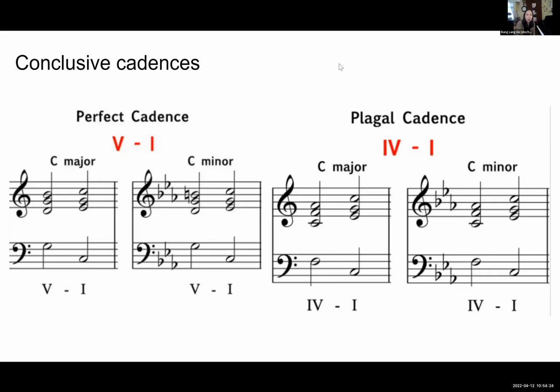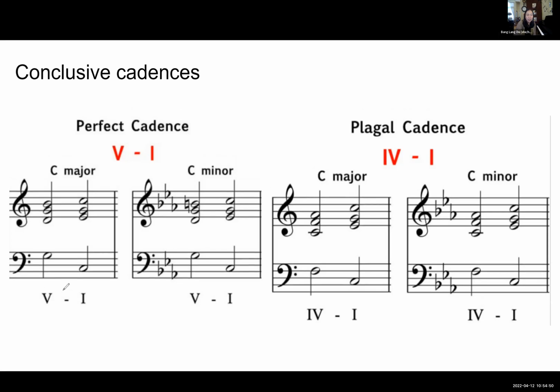So when you end conclusively, you say, that's the end of the chapter, or that's the end of the book, basically. Okay, like a real ending. You have 2 kinds: 5-1 or 4-1. That's it. Look at the Roman numerals: 5-1 or 4-1. Now, if you were in a major key, the 5 is a major chord, and the 1 is a major chord. If you are in C major, the 5 is G, the 1 is C. This is C chord, this is G chord.